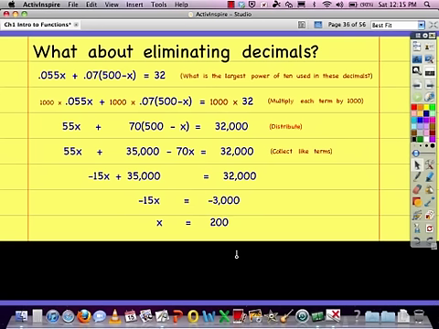Again, you could check that in the original problem, make sure you haven't made any errors, but you would have a very clean, smooth way to get rid of decimals. And again, notice you only have one line that has any decimals in. Thereafter, everything is nice whole numbers.